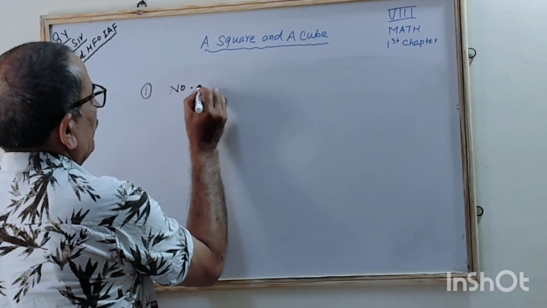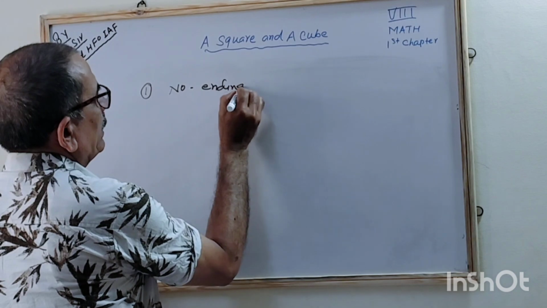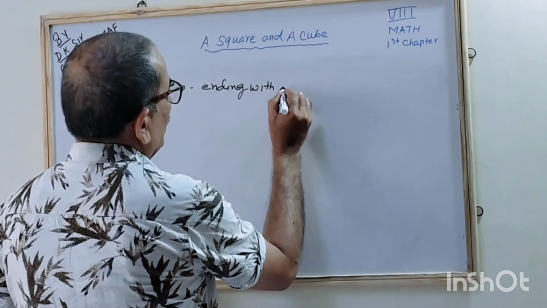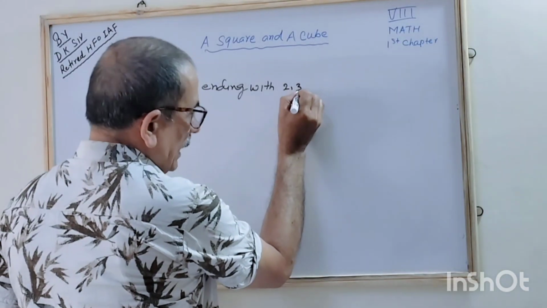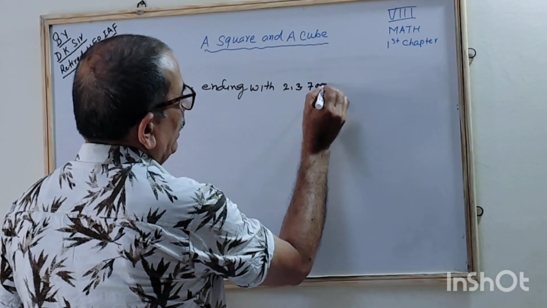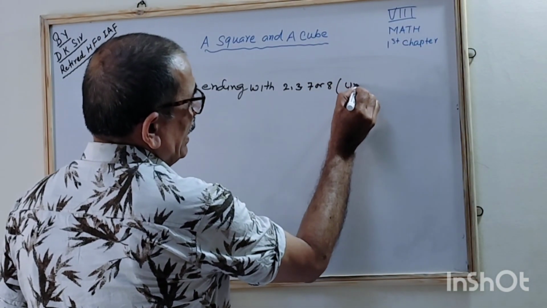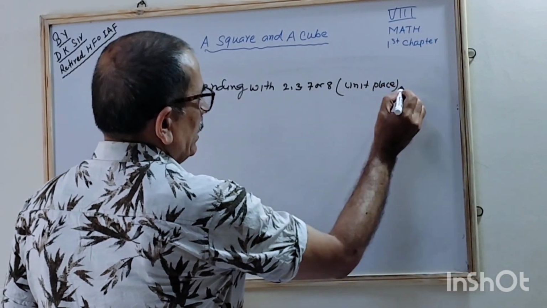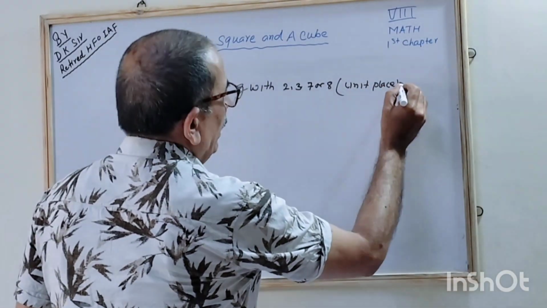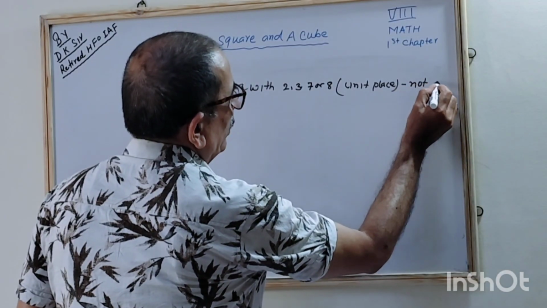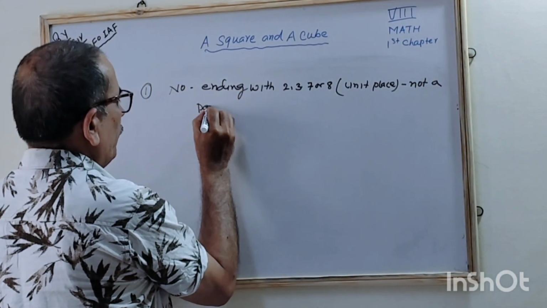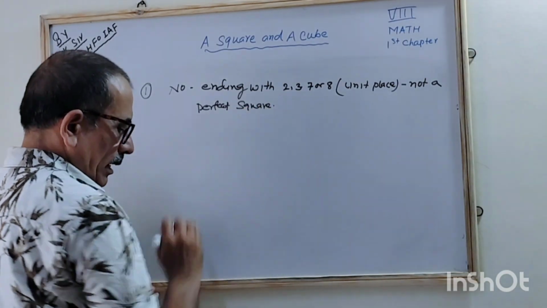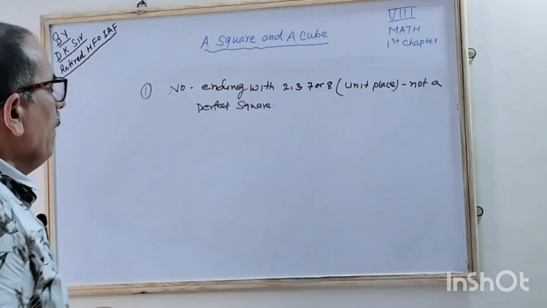Numbers ending with 2, 3, 7 or 8 at the unit place, memorize it, just revision. If the number's unit place is one of these, then it is not a perfect square, correct? The first is over. Perfect, you understood the first property of the perfect square.